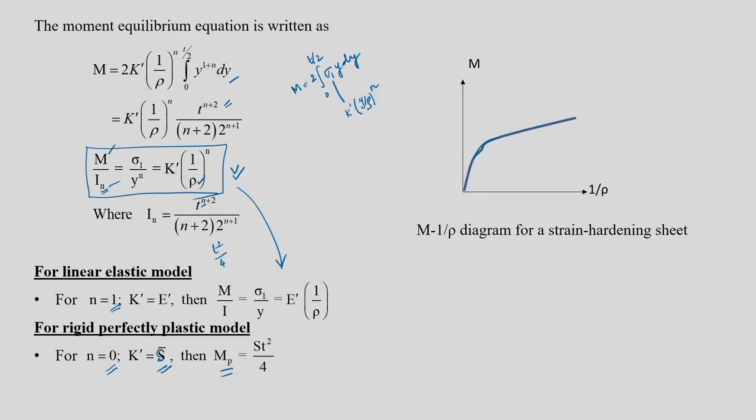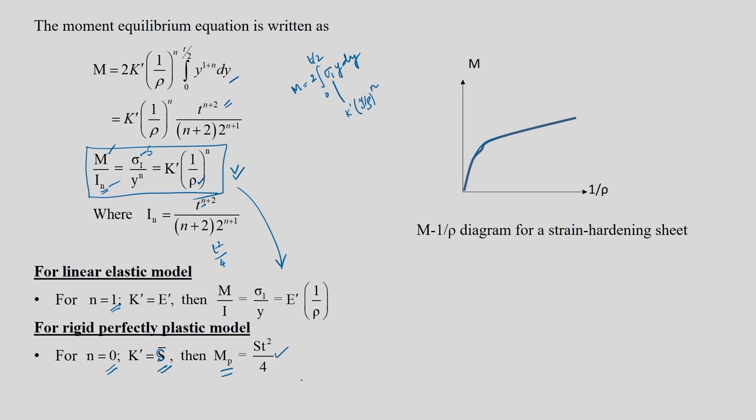From this equation, if you put MP, M is nothing but IN into sigma 1 divided by YN. IN is nothing but T square by 4, and sigma 1 will become S in this case. Then Y power 0 will vanish. So, S into T square by 4 will come.